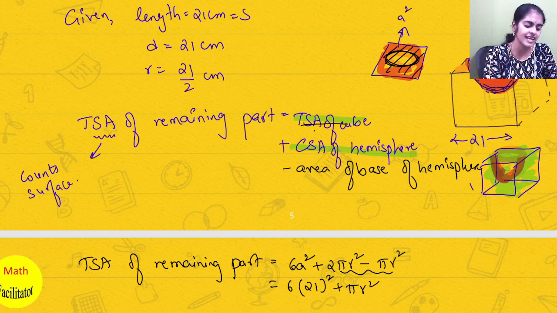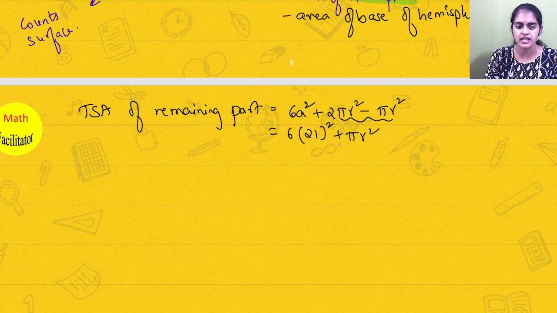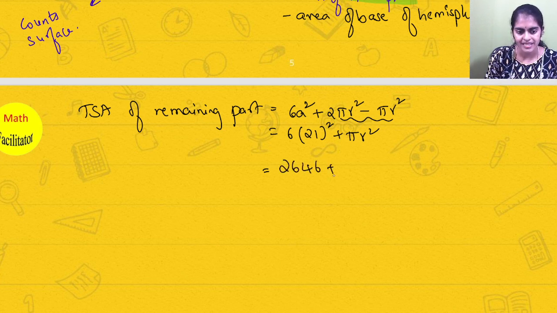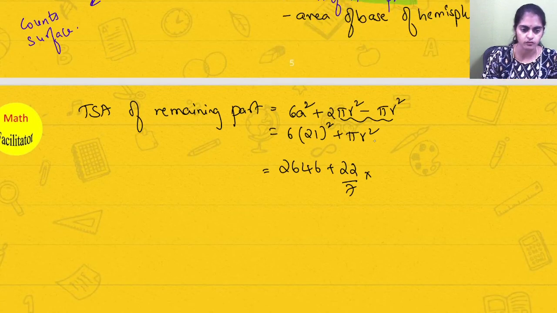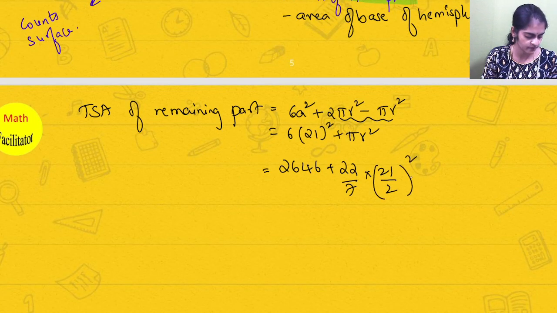So if you keep on calculating, you will waste your time. Okay, so just try to reduce here in the formula itself. So it is 6 into 21 square, 441. So 441 into 6 you will do. Did you understand? So firstly do 21 square, you will get 441 into 6, which will give you 2646 plus 22 by 7 into r square. What is radius of this? It is 21 by 2. Okay, r square it is. Clear?